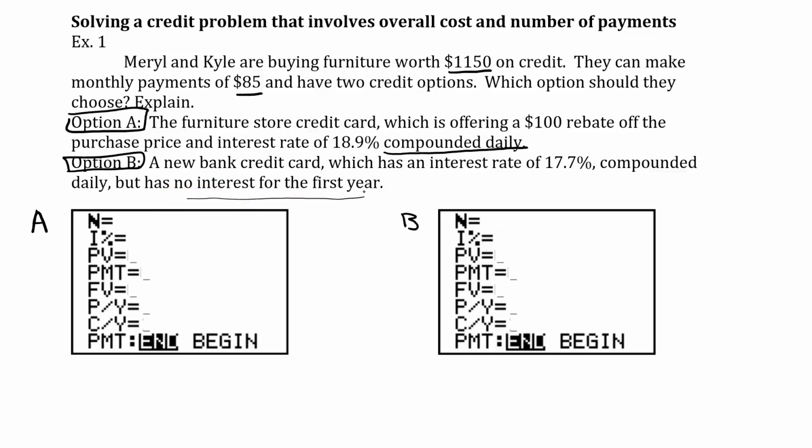So, is it better to take the $100 rebate with a higher interest rate, or is it better to take no interest and a lower interest rate? So let's check it out.